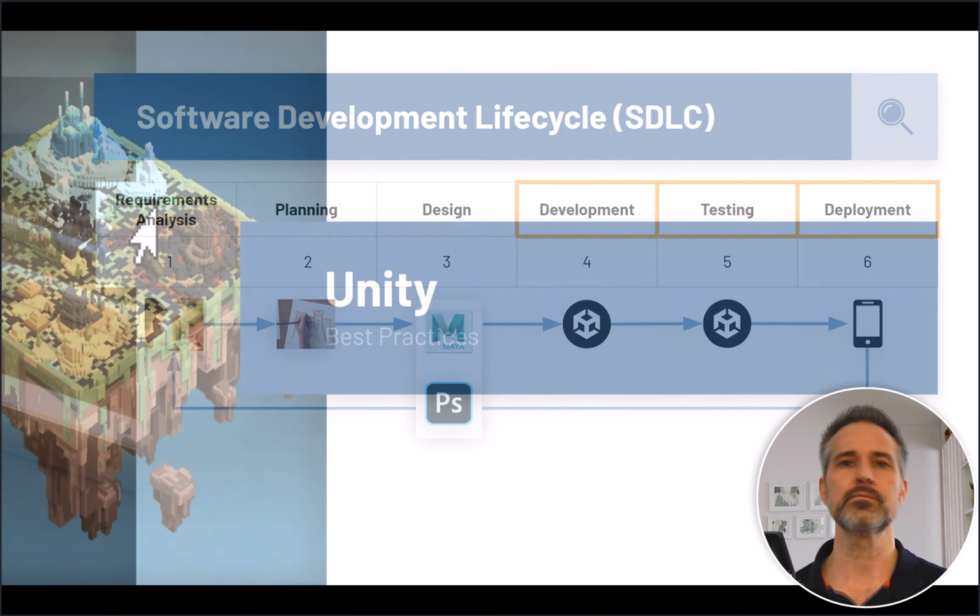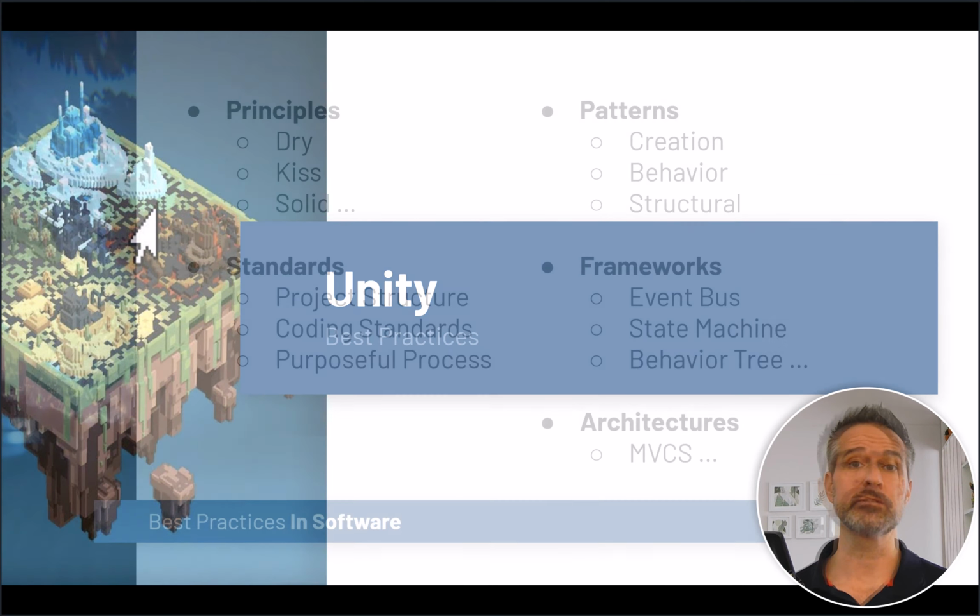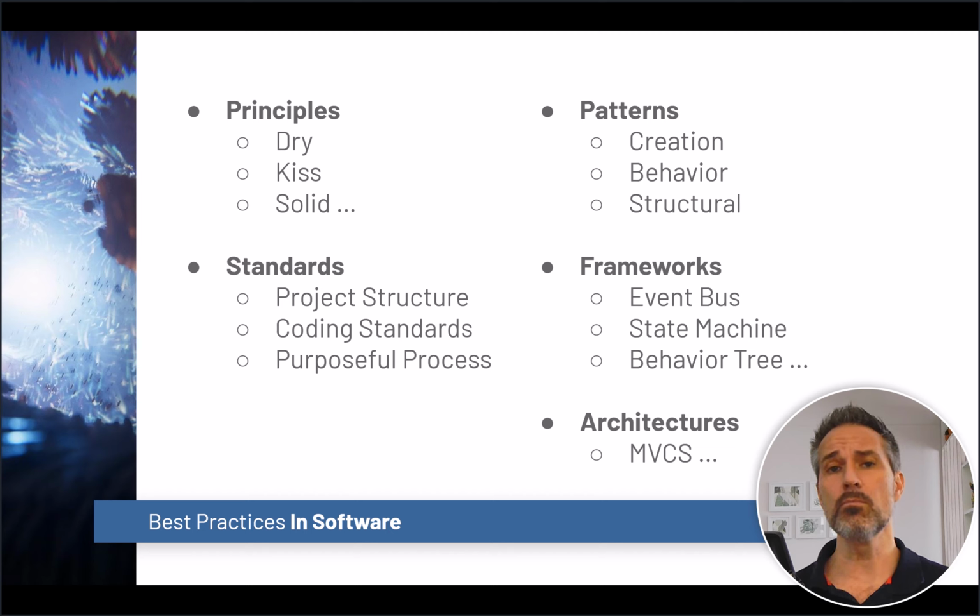And when we're developing with Unity, what do we mean by best practices? Well, here's an overview. For more about the best practices in software that we see here, and also applied to games before we get to Unity as a specific game engine, check out the rest of the series, the links above, and also in the description below. To recap, you've got principles, standards, patterns, frameworks, architectures, and more.